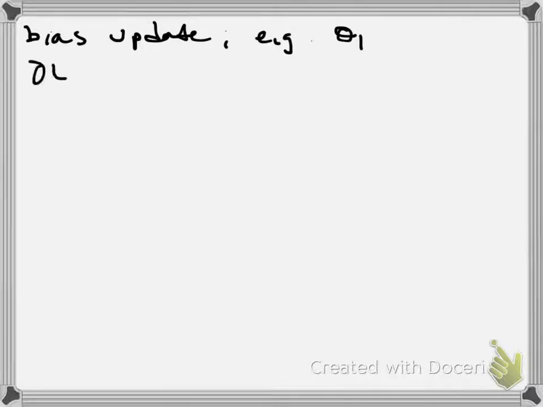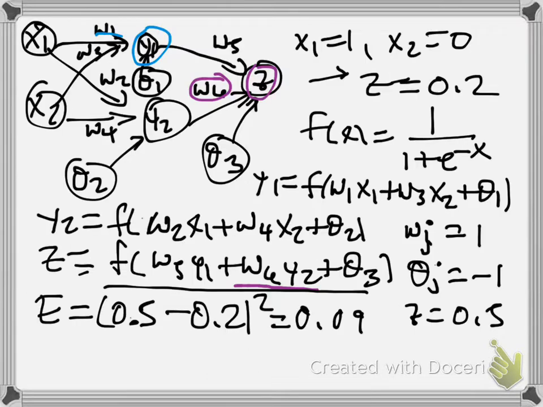Last calculation. Let's do an update of one of the biases, and let's take, for example, theta 1. What do we need for that? Well, we know what we need. We need the derivative of e with respect to theta 1. Let's go back here and see what's going on.